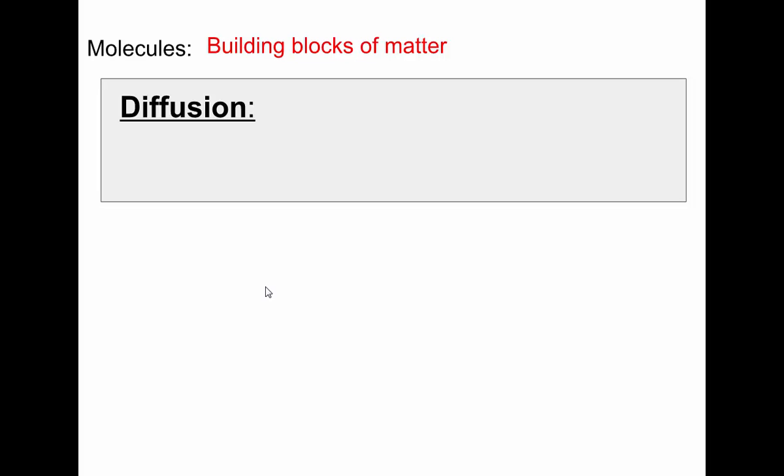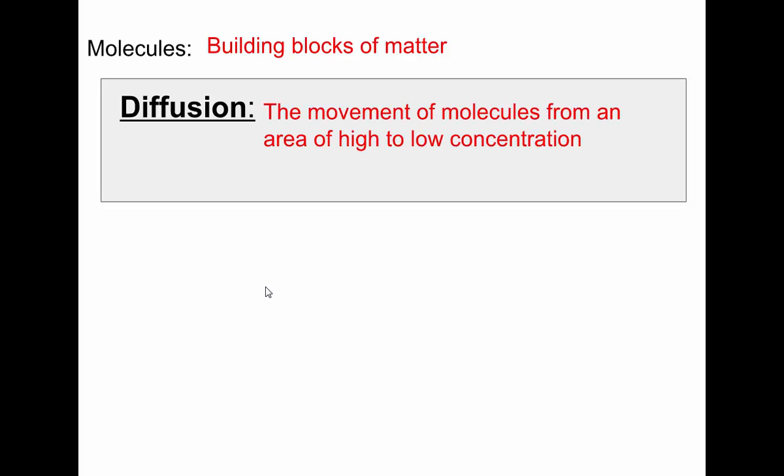And the concept that describes how that happens is diffusion. Diffusion is the movement of molecules from an area of high concentration to an area of low concentration. Think about it this way. Molecules do not like to be crowded together. They will spread out to a less crowded area, if possible.